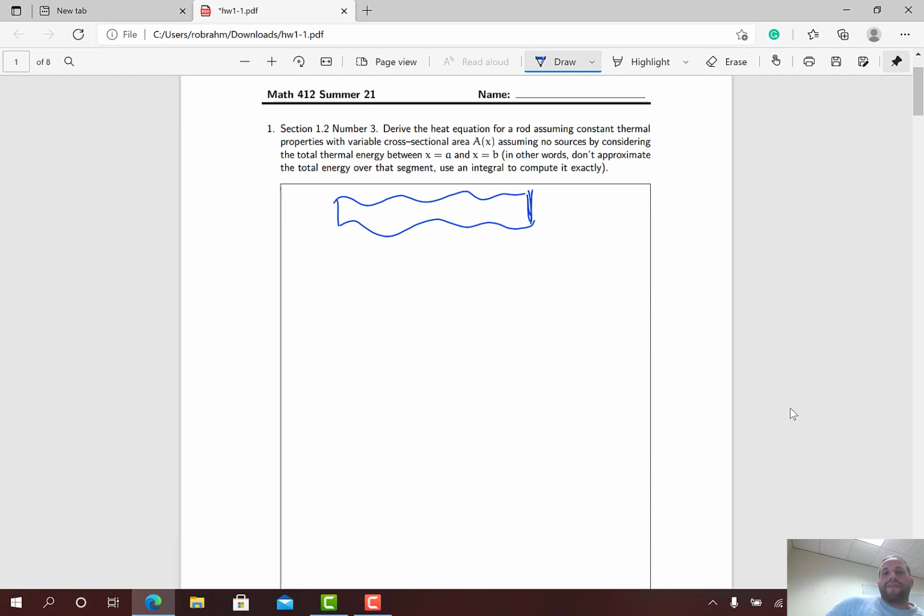Okay, and I want you to derive the heat equation by considering the total thermal energy between A and B. I don't want you to say, for a small slice, we're going to approximate that the energy in that rod is equal to something, and then go from there. What I want you to do is say, if this is A and this is B, compute the total energy within that piece using an integral. Use a conservation law to relate that to other variables, and basically do it in a more rigorous way. So this is just going to be a representative segment.